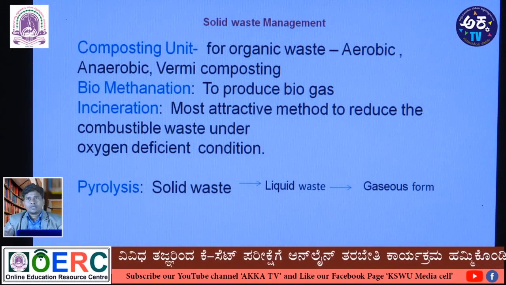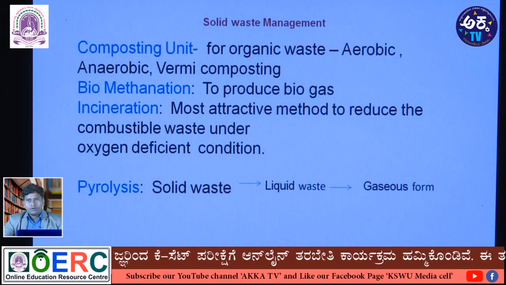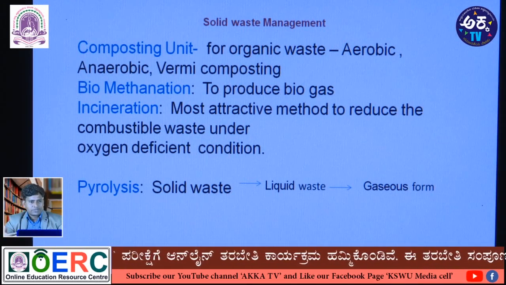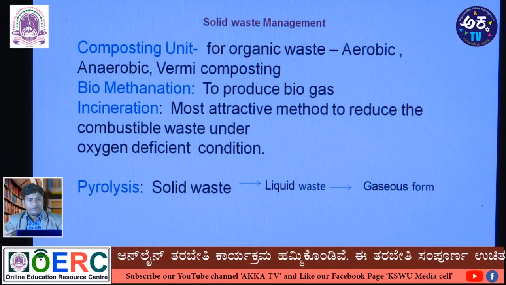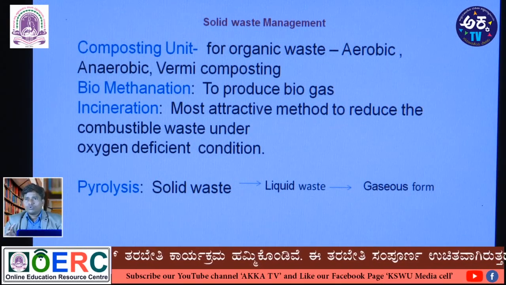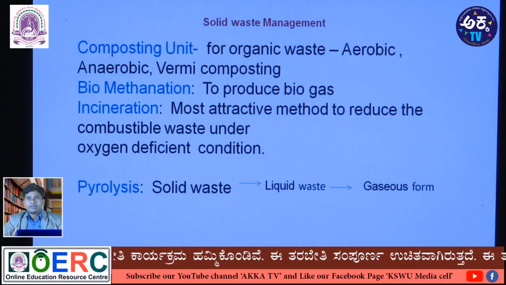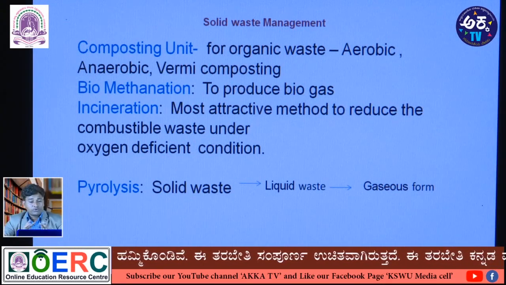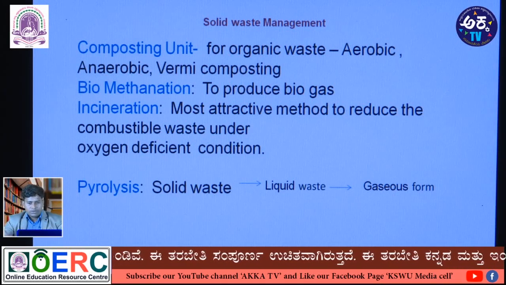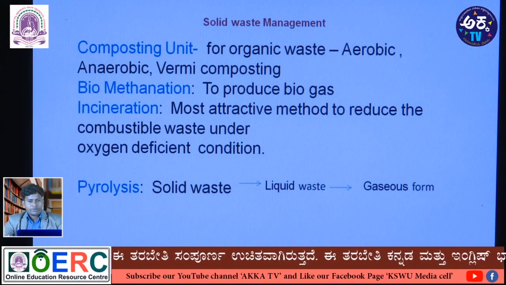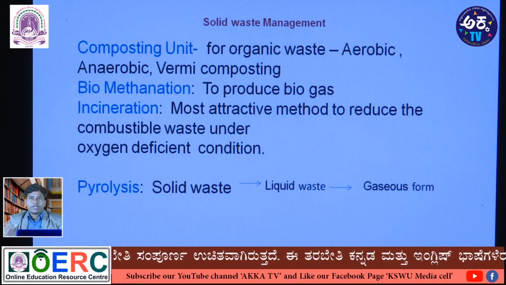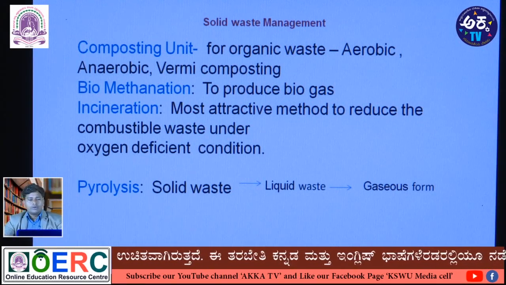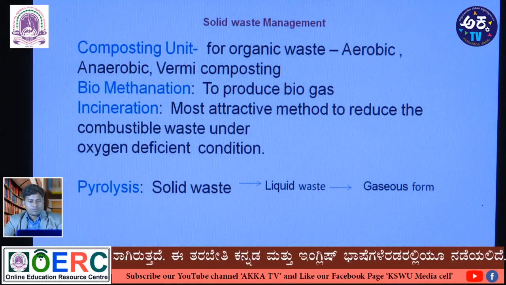Organic waste is nothing but agriculture waste, or what we call household domestic waste, such as vegetable waste, which is basically organic. For such waste we can establish a composting unit, whether aerobic, anaerobic or vermicomposting. With such methods we can make good manure by establishing this composting unit.